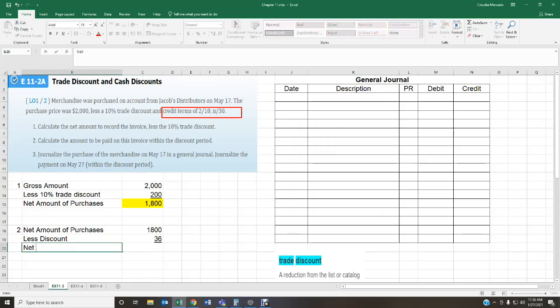And then that will give me the net amount to be paid, okay? Which would be the 1,800 minus the $36. That gives me $1,764. Okay, so requirement 2, calculate the amount to be paid on the invoice. Yes, we owe $1,800, but because we pay within the discount period, I'm going to get a $36 discount, so I am only responsible to pay $1,764. Okay, that is requirement number 2.